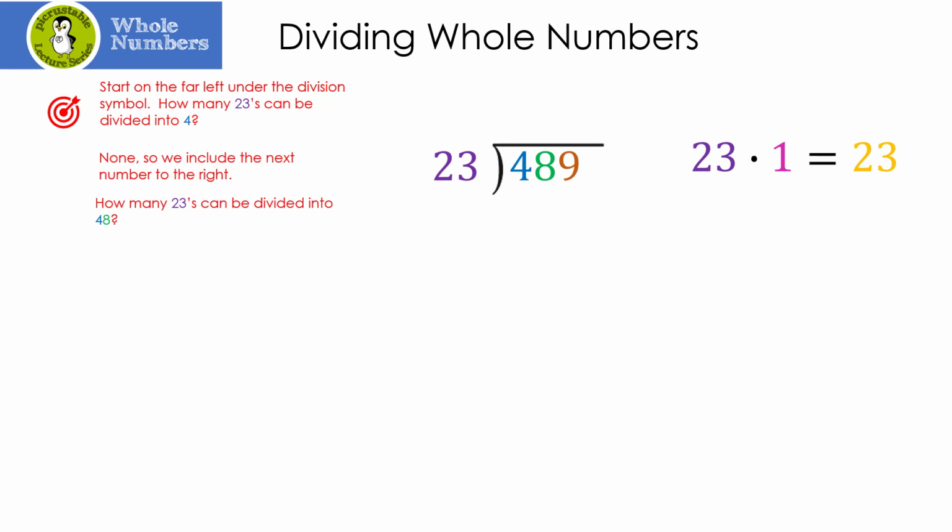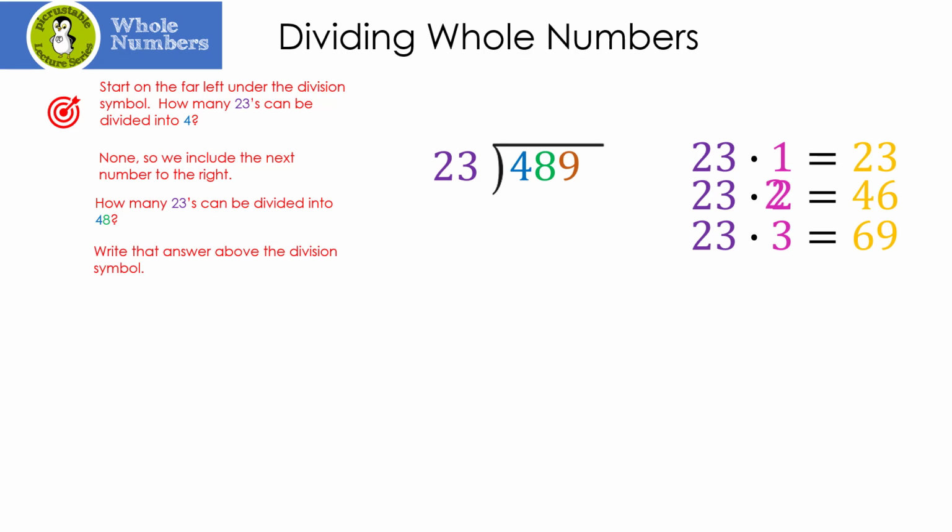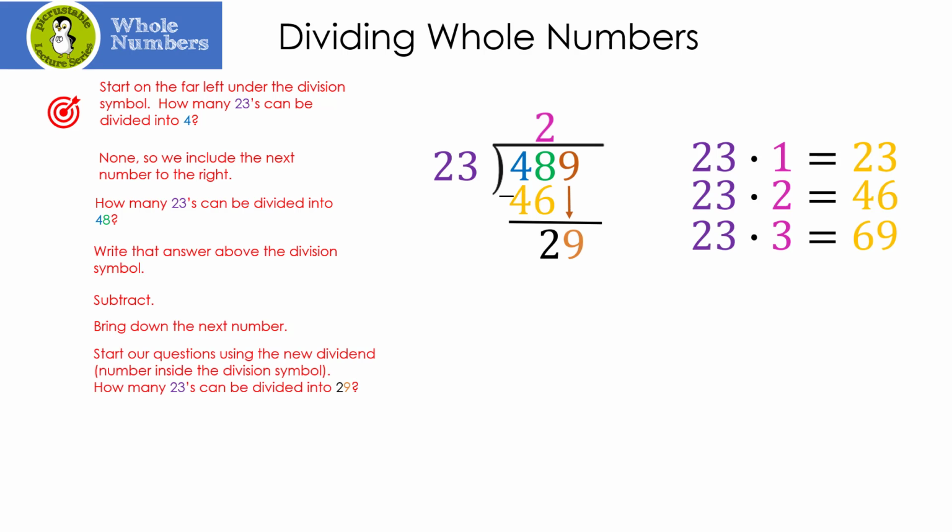23 times 1 is 23. 23 times 2 is 46. 23 times 3 is 69. It looks like it's going to be 2. I'm going to write my number above my division symbol. And then we are going to subtract. And we have a 2. Our next step is to bring down the next number, which is the 9. And we start all over again.